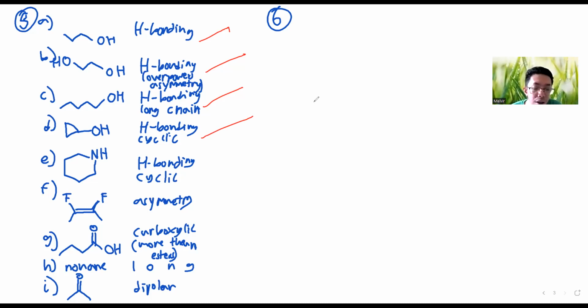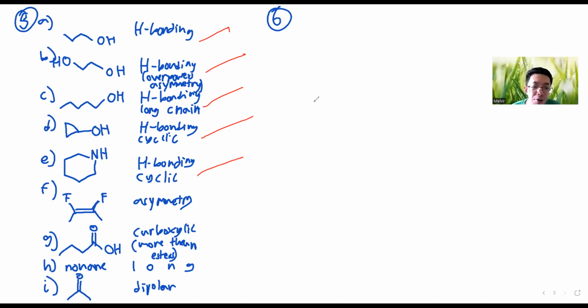Letter E. So, sa letter E, which one will have a higher boiling point? Of course, ito, hydrogen bonding because this compound can do hydrogen bonding while yung N-methyl cyclopentane mo, no? So, hindi siya magkakaroon ng, cyclopentane amine, no? Hindi niya kaya mag-hydrogen bond. Good.